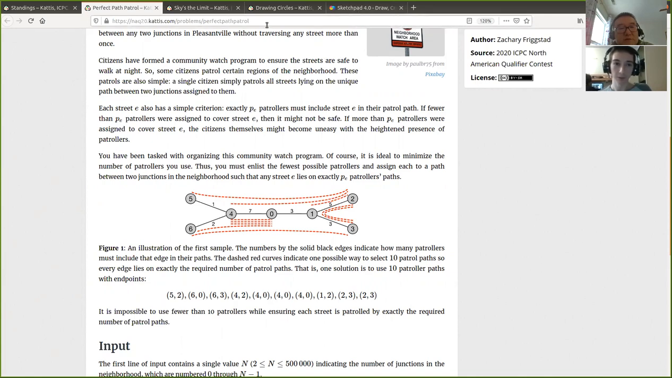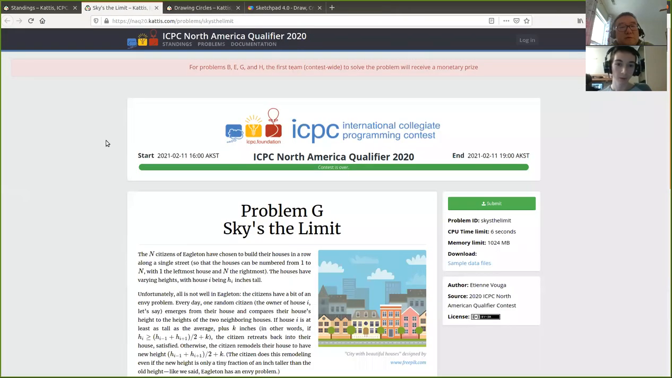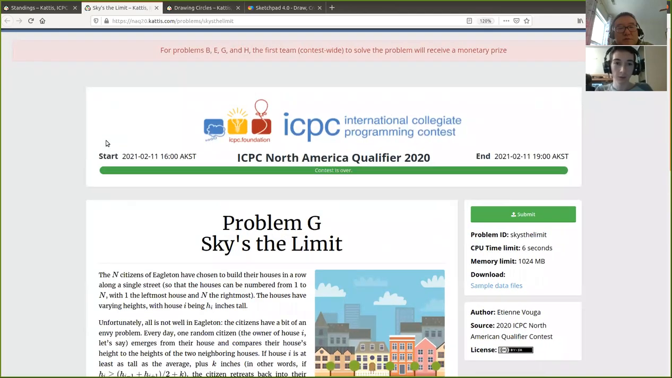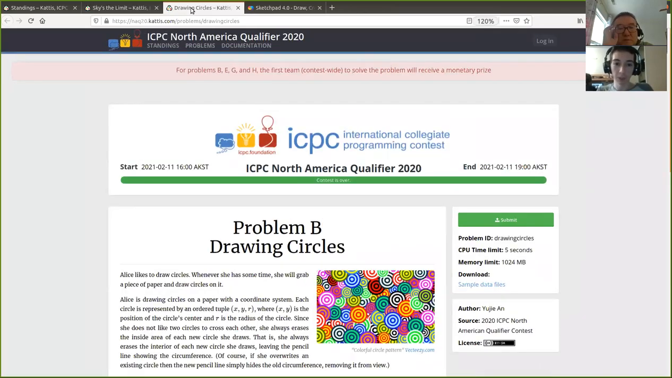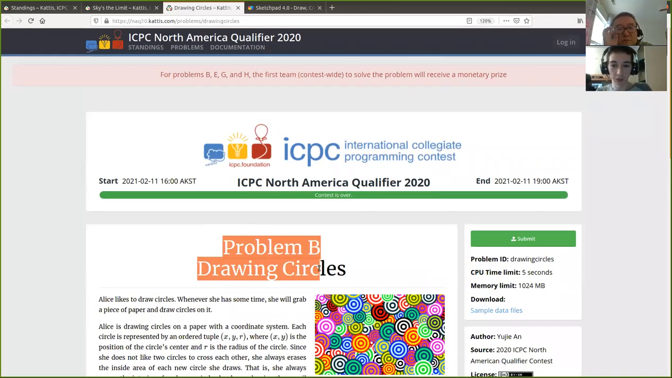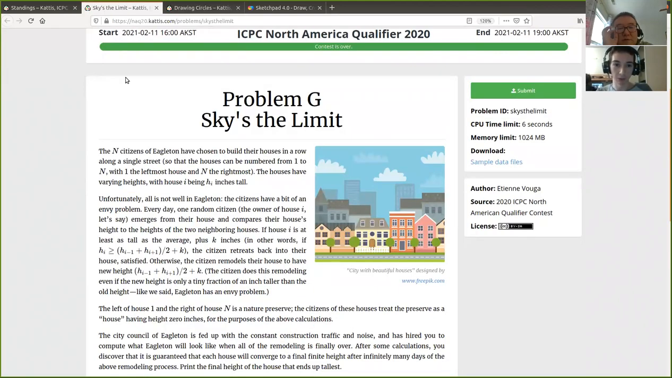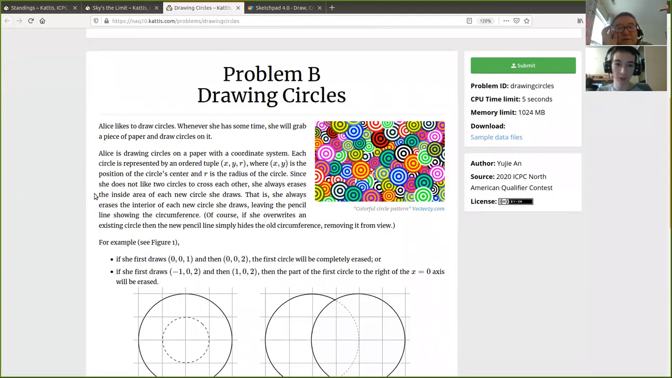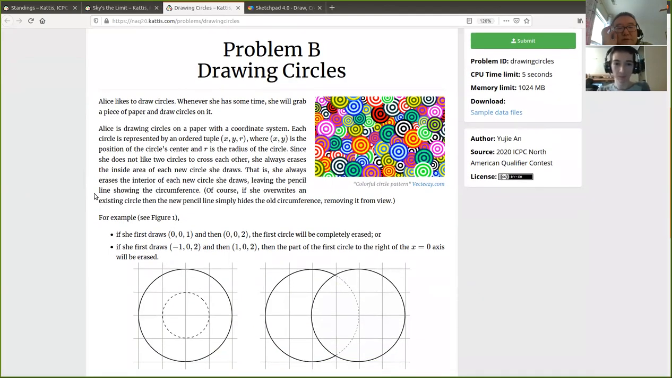Okay. I actually think B is easier to understand the solution to, but G might be easier to code. Yeah, you can explain B first. Yeah, I think B is easiest to explain.